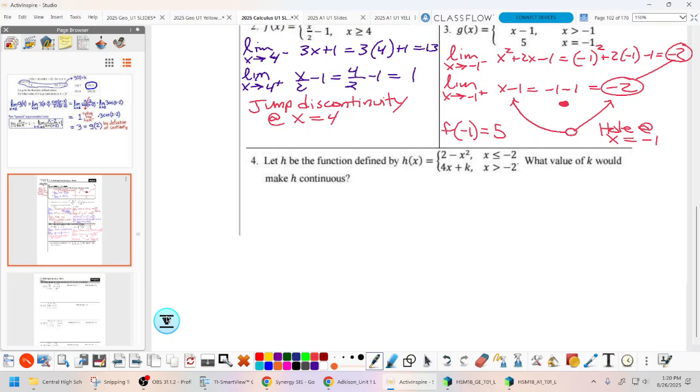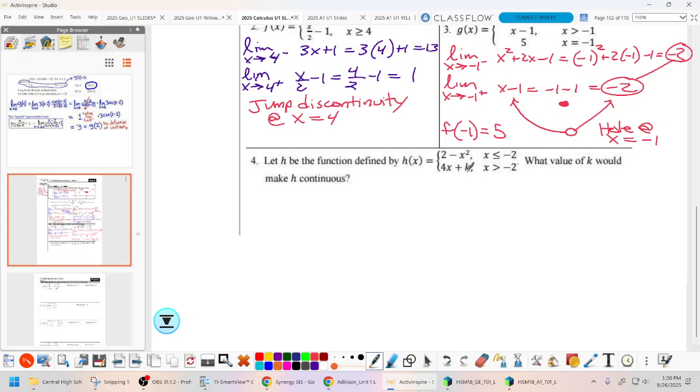So it says let h be the function defined by this piecewise. What value of k would make h continuous? So that k right there, notice, is part of one of the function rules or pieces. Any thoughts? I mean, it has infinite possibilities right now. How do we figure out what to use to plug that hole?